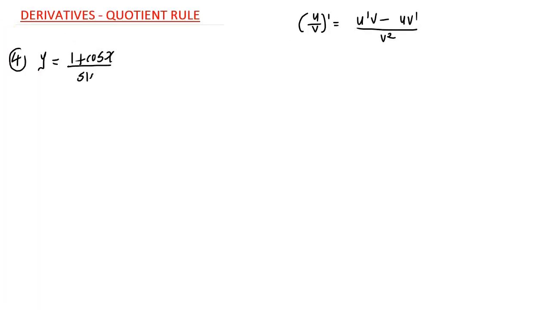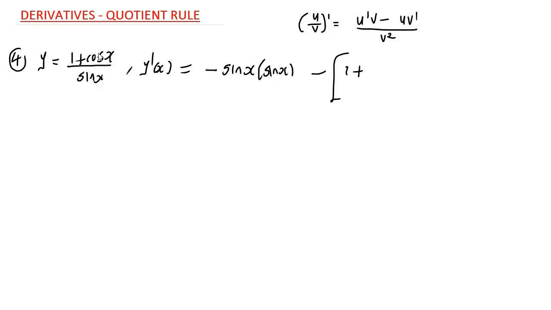Now let's take a look at one more example. So let's say we have y is equal to 1 plus cosine s, then divided by sine s. We want to take the derivative of this function using the quotient rule. So y prime of s is going to be u prime, which is the derivative of 1 plus cosine s. This is going to give us negative sine s, because the derivative of cosine s is negative sine s. Then we have to multiply this with v, which is the function on the denominator. So this is going to be sine s.